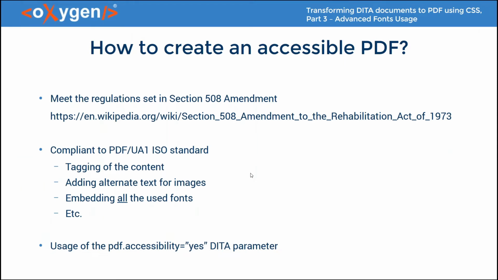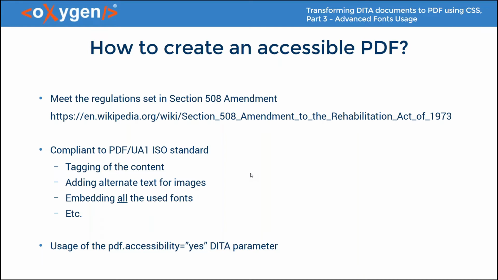Another requirement may be to create fully accessible PDFs, but once again, how to create them? A fully accessible PDF meets the regulations set in the Section 508 amendment, and is compliant with the ISO standard PDF/UA-1. This standard contains, amongst others, the following rules.